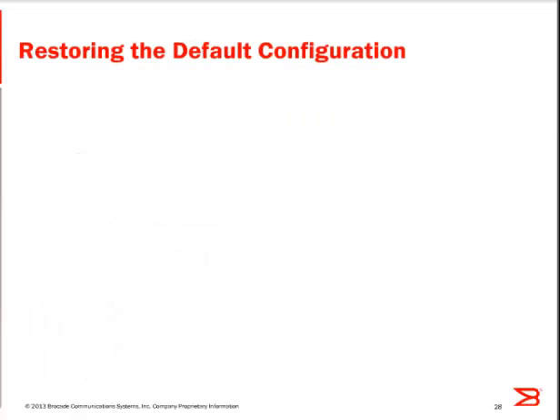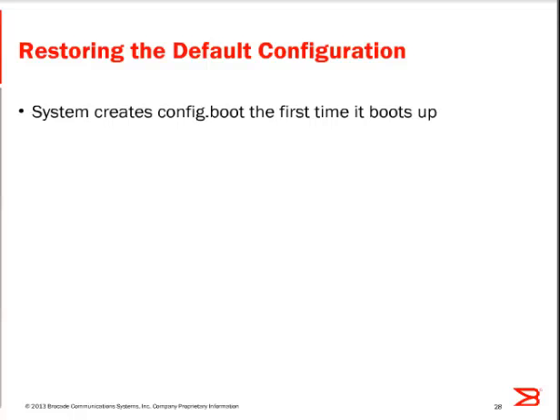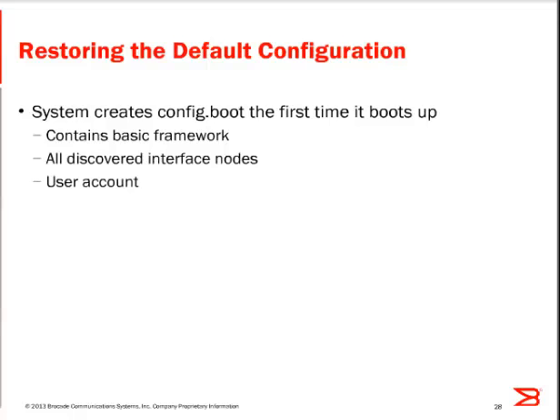If you're redeploying your vRouter, or if you're working in a lab environment, you may want to restore the device to the default unconfigured state. This is simple as long as you understand how the vRouter handles the configuration file. When a vRouter is first booted up, it creates a file called config.boot. The file contains the basic framework for the overall configuration, plus all the interfaces the device discovered during the boot up process, plus the default user account. When you save changes to the configuration, the changes overwrite the config.boot file.